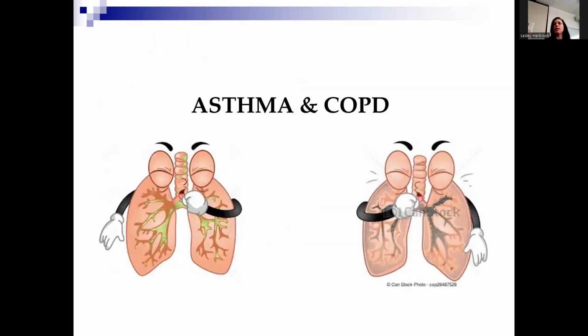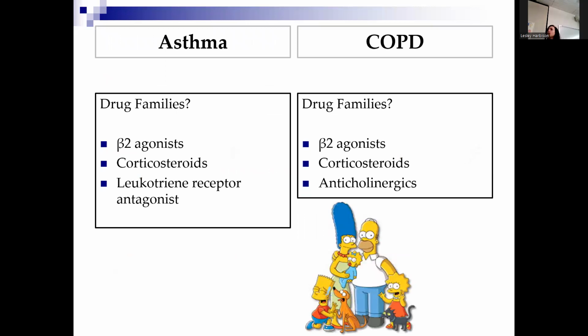Okay, asthma and COPD medications. To summarize, for both conditions, beta-2 agonists are going to be a major drug family utilized for asthma and for COPD. Corticosteroid medications as well, dealing with the inflammation from both asthma and COPD. For asthma, we have leukotriene receptor antagonists, or leukotriene blockers. And then there's a variety of anticholinergic medications for COPD.